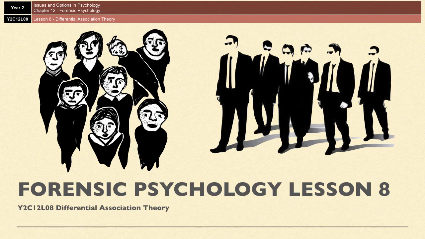So today we're going to have a little look at differential association theory in relation to criminal behaviour. Now, differential association theory has been widely accepted for a long time, and it has been considered valid pretty much since it was first developed in the 1930s. So it's clear that it has definitely stood the test of time in terms of validity and general acceptance by people who use it.